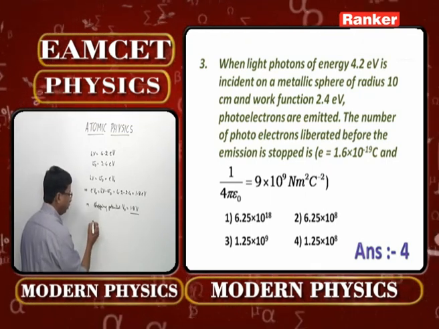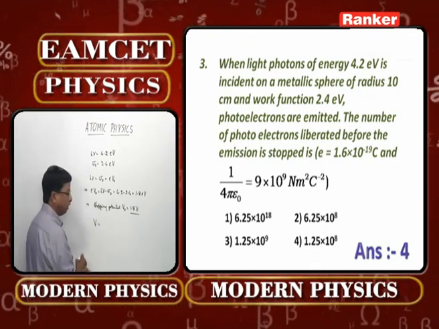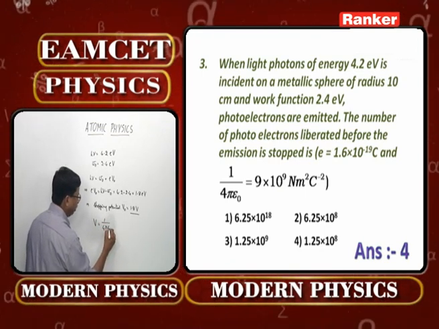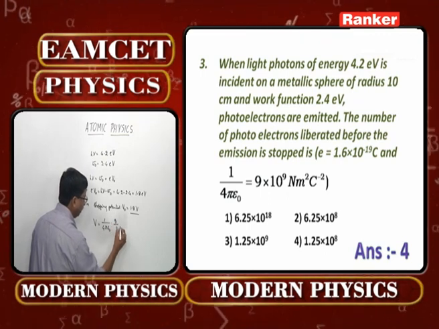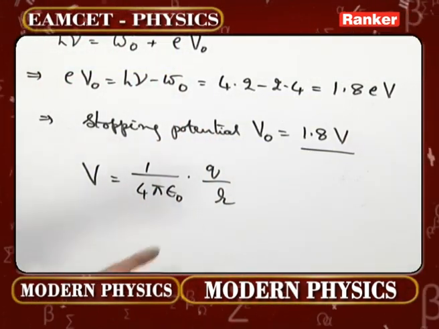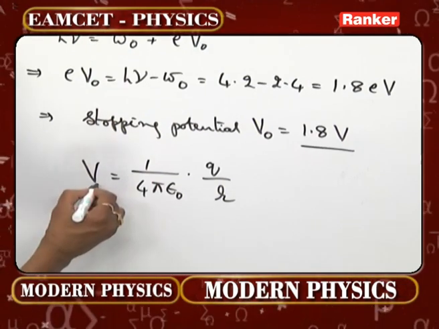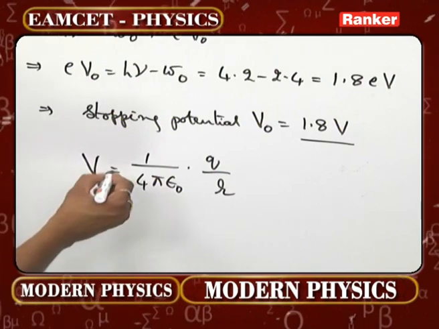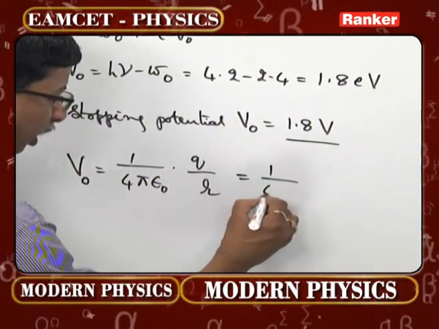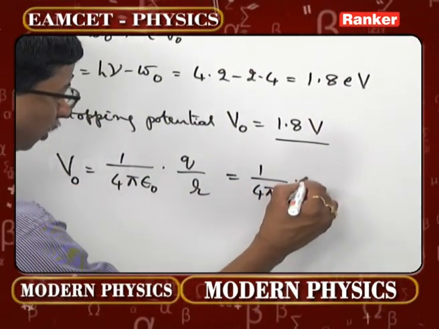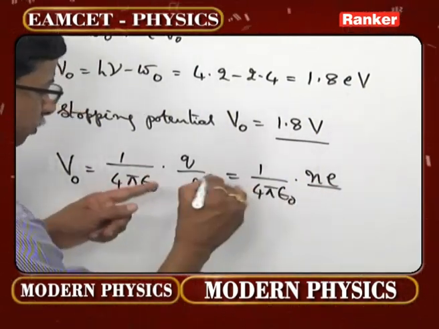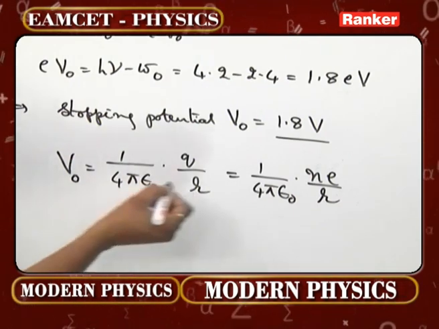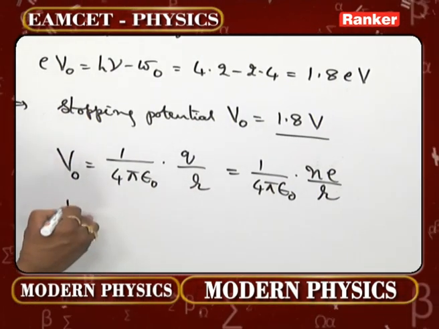Now, we all know the formula for electric potential: 1 by 4πε0 into Q by R. That is actually the formula for potential. That potential, now you take it as the stopping potential. Another thing, you can rewrite the same as 1 by 4πε0 into n times the charge on an electron by R.